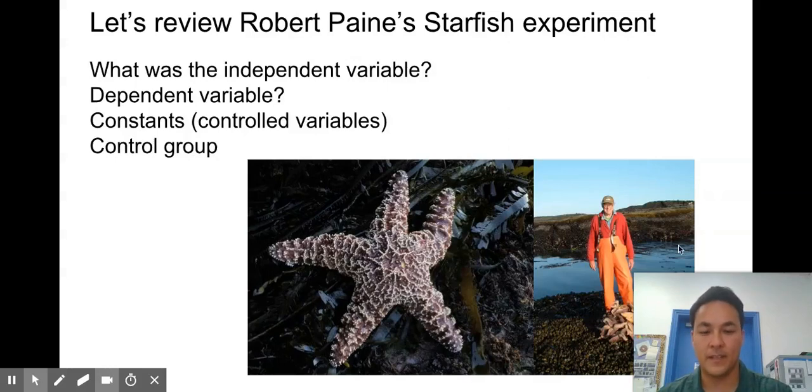So let's apply it to the first video that we watched in class about Robert Payne's starfish experiment. So he took these starfish out of tidal pools on the Pacific Northwest coast and watched what happened to the pools. So remember, in some pools he did it, in others he didn't. And he was looking at species diversity left over afterwards. So take a moment and pause the video and ask yourself, what was the independent variable, dependent variable, constants, and control group?